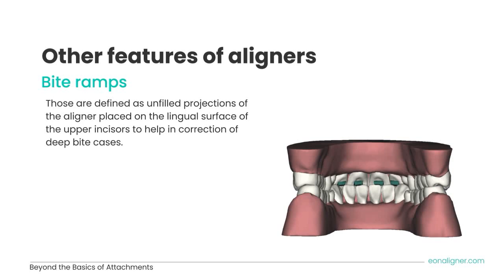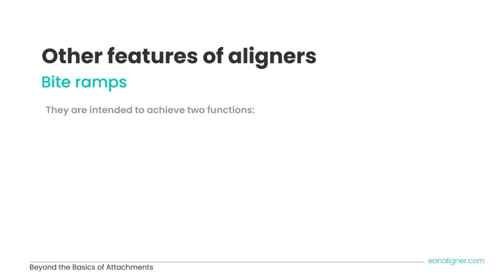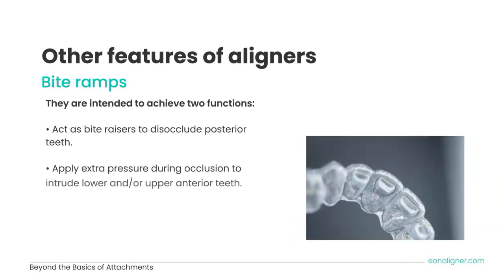On the treatment setup simulation, you'll see them as green buttons, just like attachments, on the palatal surface of upper incisors. But those should not be filled with composite or bonded to the patient's teeth, but rather will be a projection of the aligners only. They are intended to achieve 2 functions: act as bite raisers to disocclude posterior teeth and allow some extrusion to happen, and apply extra pressure on lower and/or upper anteriors during occlusion to intrude them.